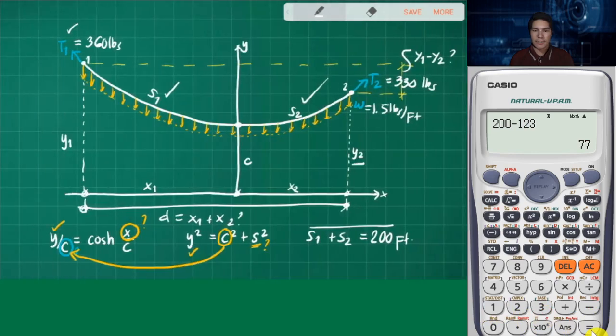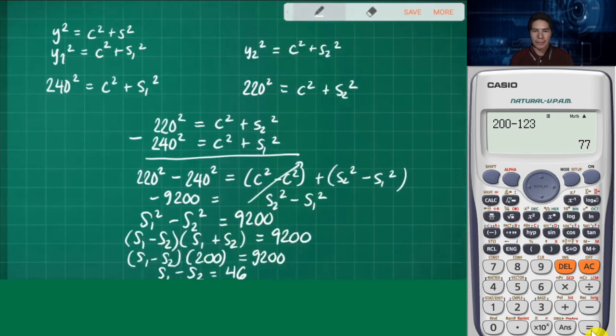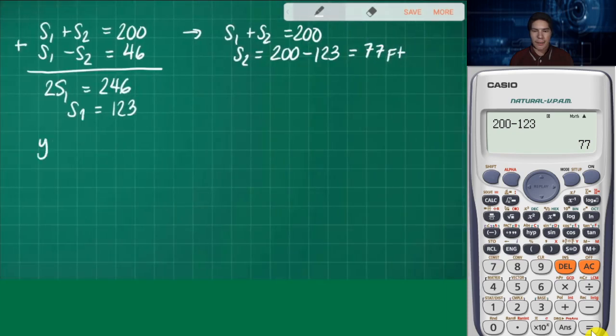So let's go back to this formula, because we now have the values of s and y. From the formula y squared equals c squared plus s squared, we just choose one, because the s is the same whether we consider y sub 1 and s sub 1, or y sub 2 and s sub 2. So for y sub 1 only, we have 240.